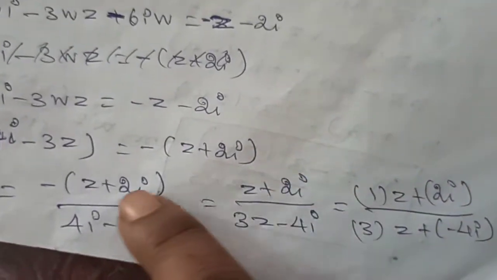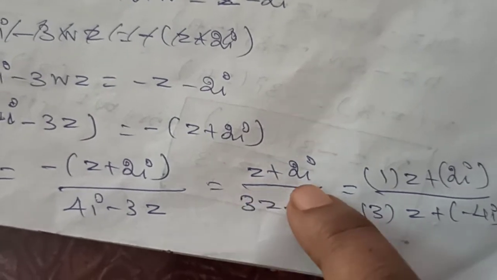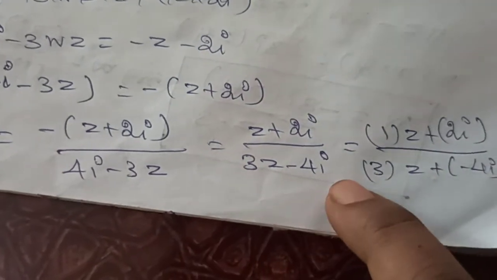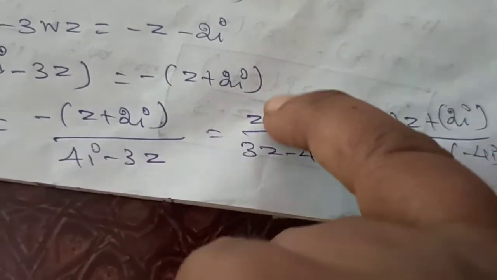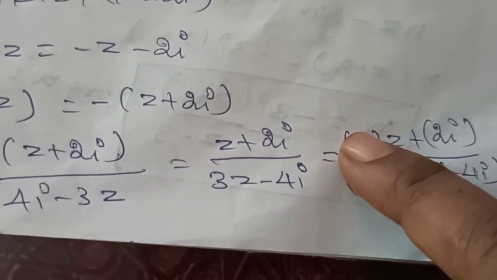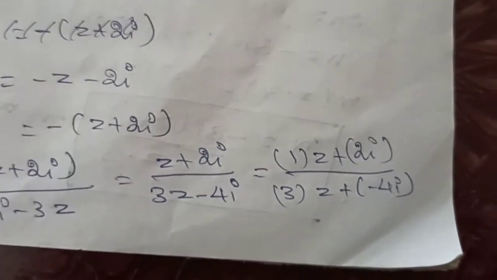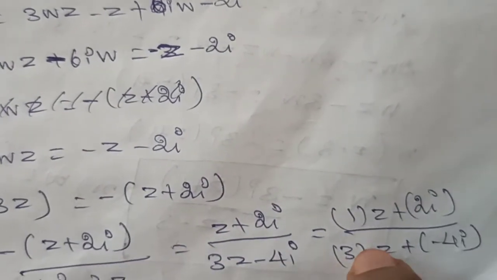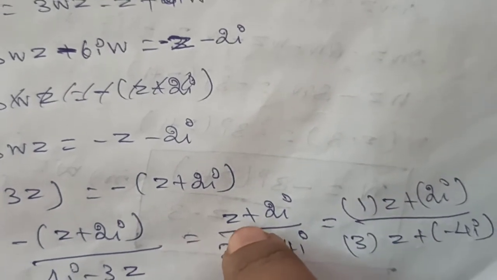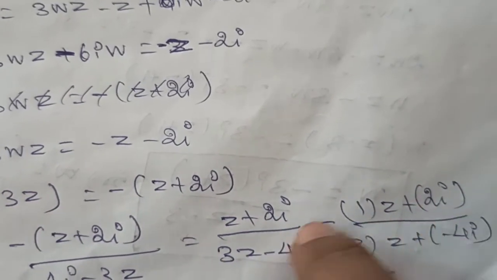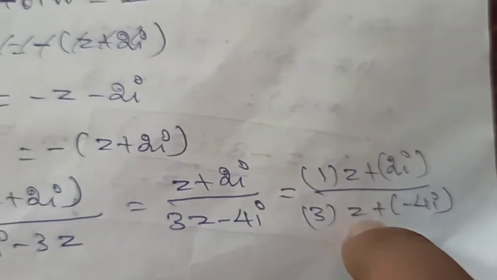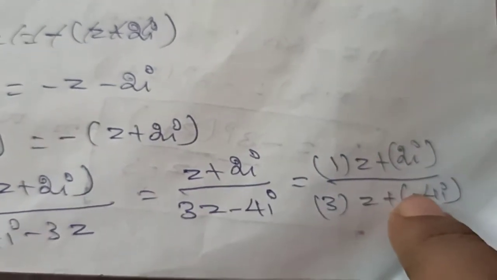Next, multiplying the negative, that is (z plus 2i) divided by, with the negative multiplied into the denominator, (3z minus 4i), which is equal to... In this equation form we will arrange the bilinear transformation condition. The bilinear transformation formula is w equals (az plus b) divided by (cz plus d). You can write it in this format. Here a has value 1 into z plus b value 2i, divided by cz, that is 3 into z plus d value minus 4i. This is the bilinear transformation answer to this problem.